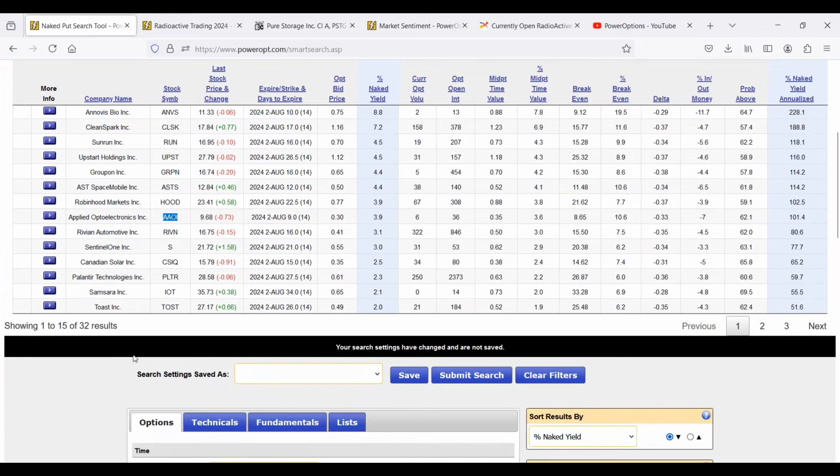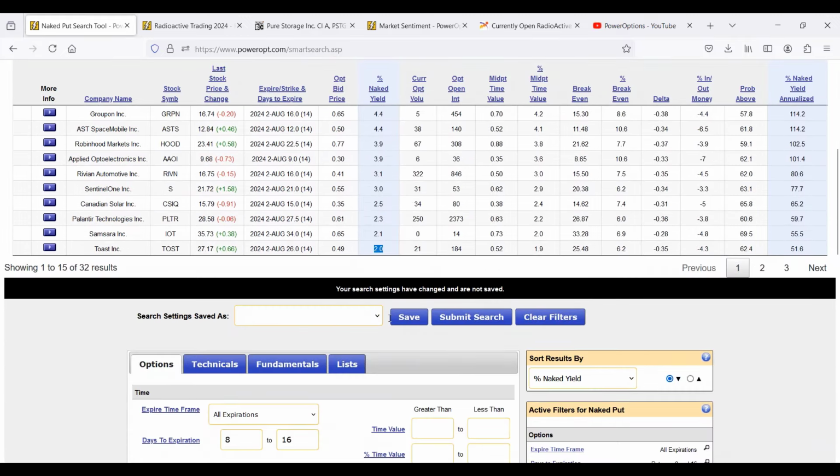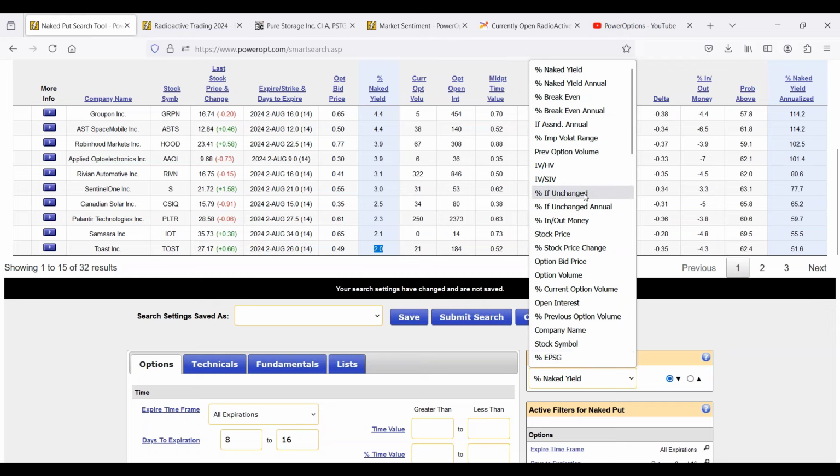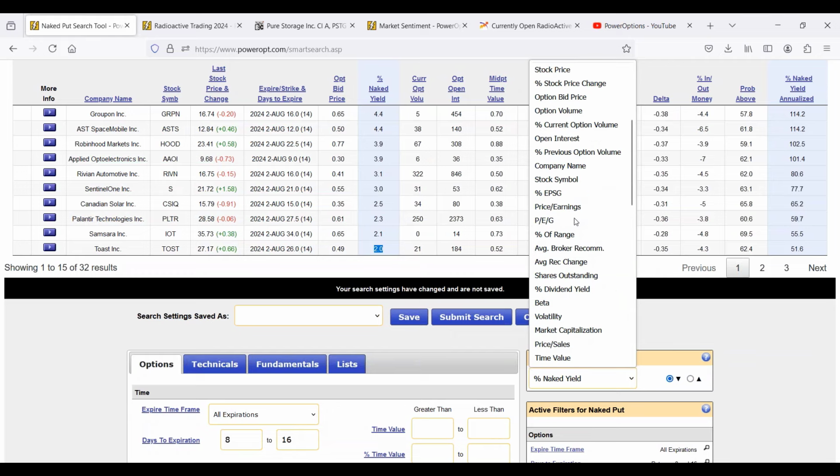You're saying, oh, where are the higher price stocks? Well, this is sorting by highest naked yield. So naturally, the lower price stocks tend to be a little bit more volatile and tend to offer that higher premium. But I could change that, though. I could sort it by lowest to highest naked yield, or I could sort it by the range in or out of the money. For me, what I'd probably do is sort it by the probability.